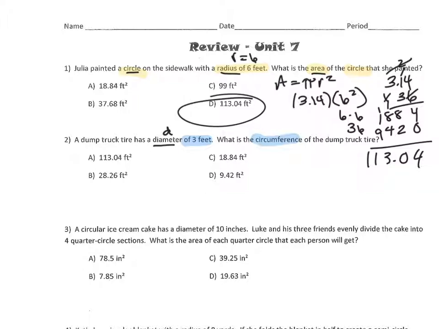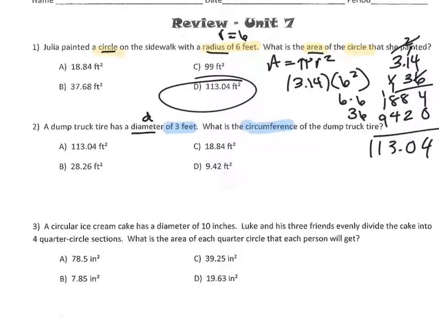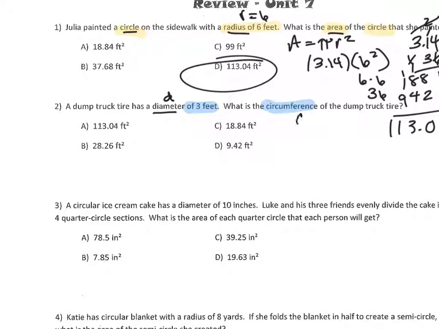So there's 2 circumference formulas on your formula chart. Since we know the diameter, I can use C equals pi times D. So 3.14 times 3. 4 times 3 is 12, 3 times 1 is 3, plus 1 is 4, 3 times 3 is 9. So 9, I've got 2 decimal places in my problem, 1, 2, so 9.42.